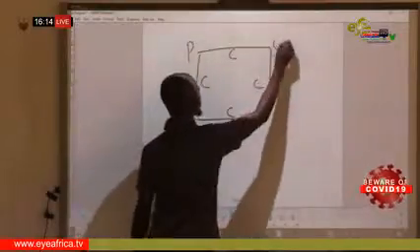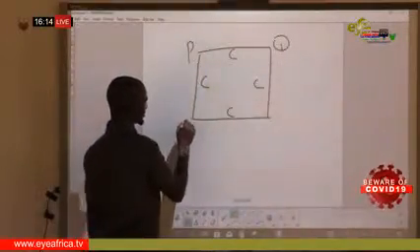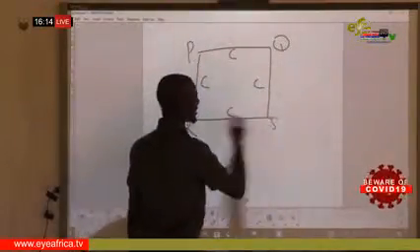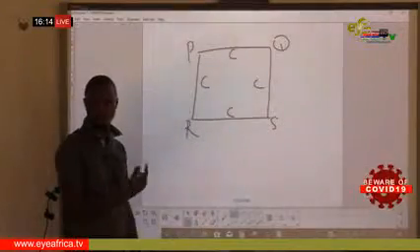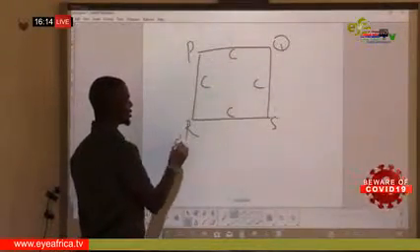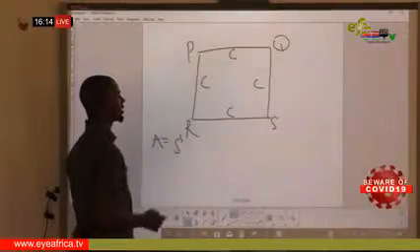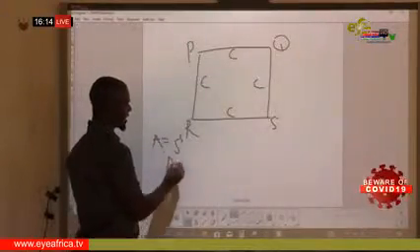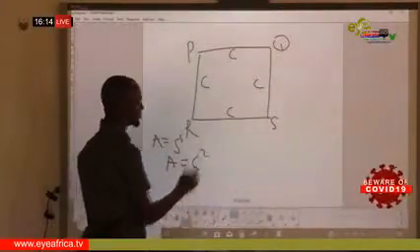P, Q, R, and S. The area of this square is side square. Area of a square is side square. And our side there is C square.